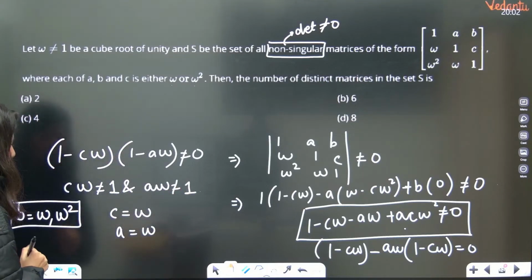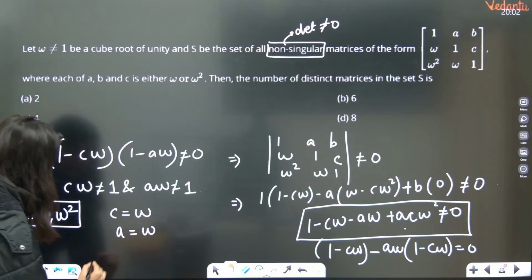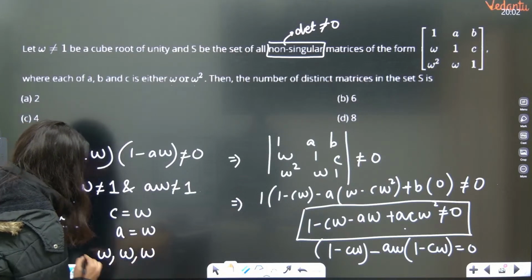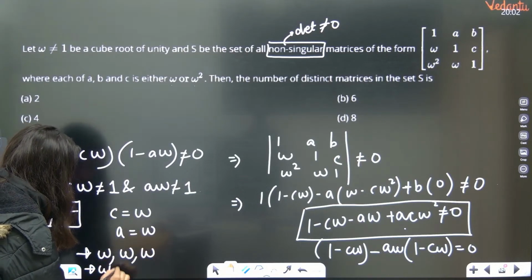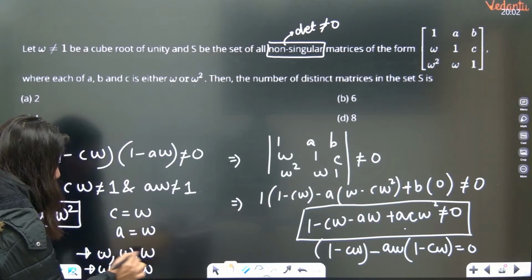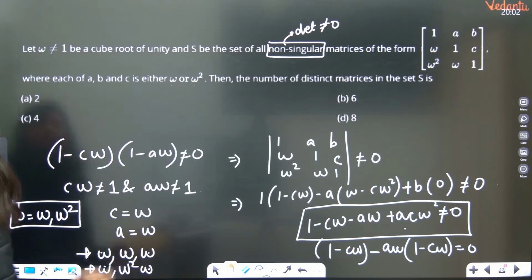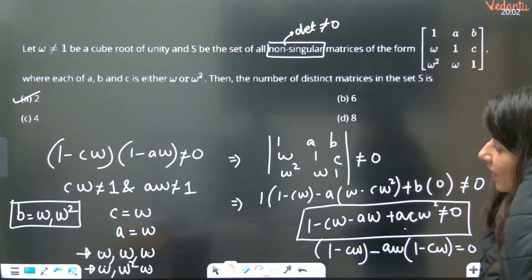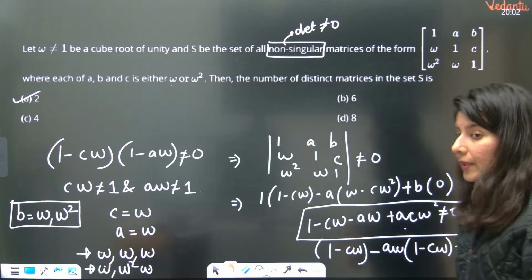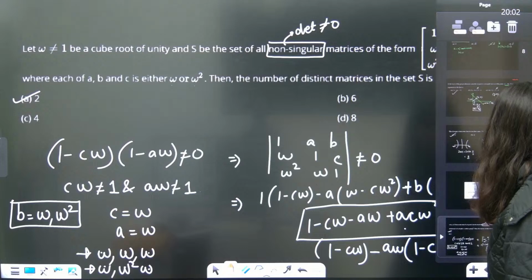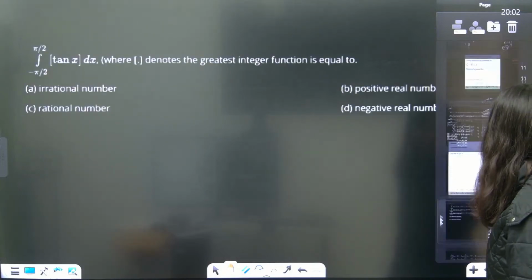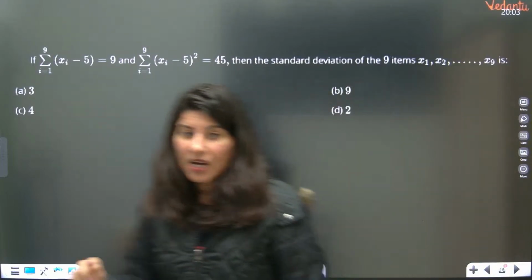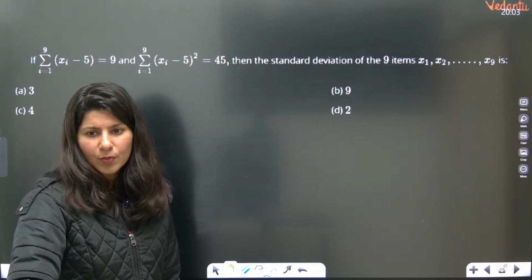So basically you have A comma B comma C. So omega comma omega, A comma B comma C. This is the first set, omega comma omega square comma omega. Basically two sets of A comma B comma C is what we are getting over here. This is, I would say, a little bit tricky question. Little bit, not much. And now we are having a statistics problem. Understand? Good problem.